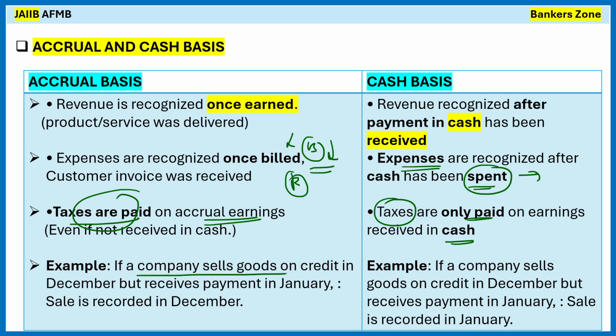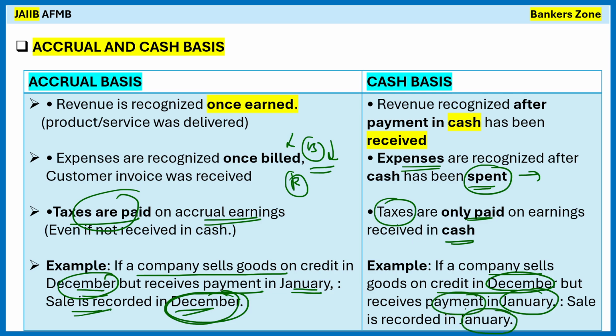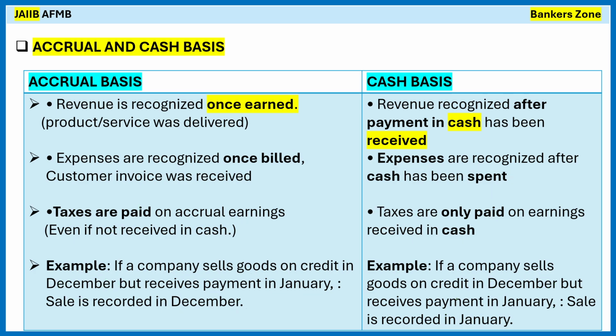If the company sells goods on credit in December and receives the payment in January, the sale is recorded in December itself. Why? Because we are following the accrual basis. It means the month in which we make the sale, in the same month we will record the revenue. However, in the case of cash basis, if a company sells goods on credit in December and receives the cash in January, then we will record the sale in January. Why? Because in January we are receiving the payment.